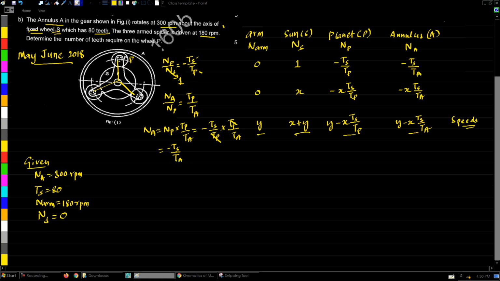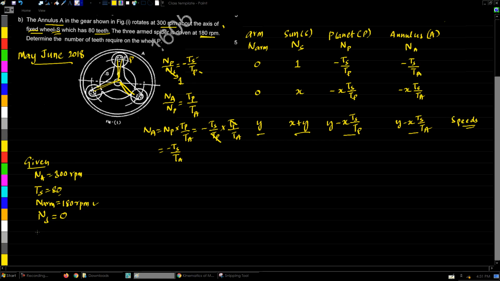So next, continue. The wheel S has 80 teeth, so TS is going to be 80. And then you can see the 3-armed spider. So this is the 3-armed spider that he's talking about. That is getting driven at 180 RPM. Once again, the direction has not been given. We'll just take it as a positive value. So that's it. That is the given data.